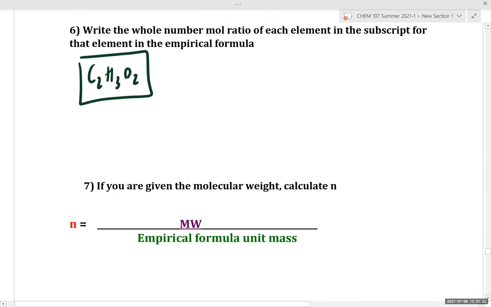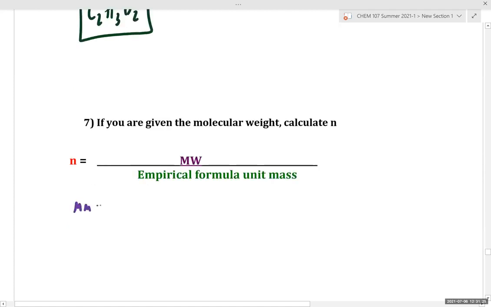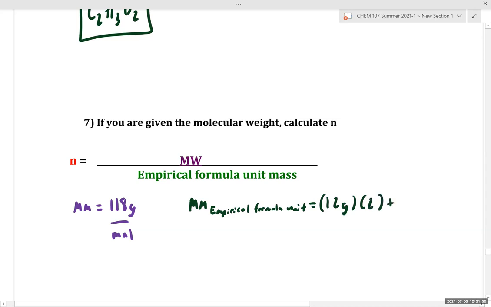Okay, so let's write that down. We are given that our molar mass for this molecular compound was 118 gram per mole. We can calculate the molar mass of our empirical formula unit by adding up the mass of each element. Carbon has a mass of 12 gram per mole. We have 2 carbon atoms. Hydrogen, 1 gram per mole. We have 3 hydrogen atoms. Oxygen, 16 gram per mole. We have 3 oxygen atoms.